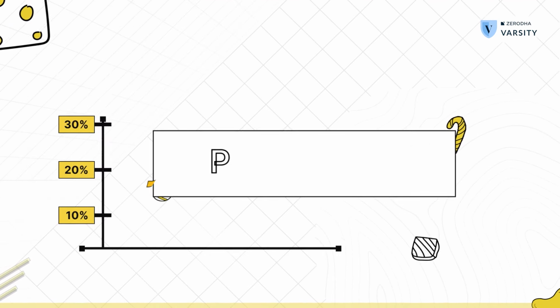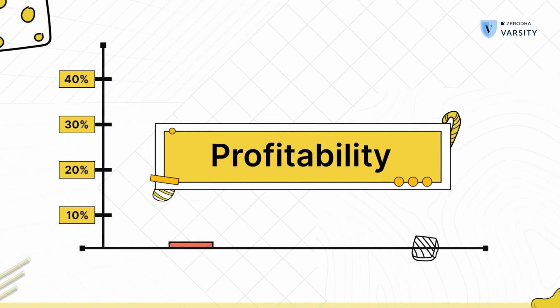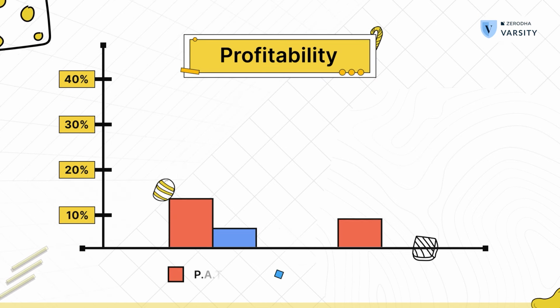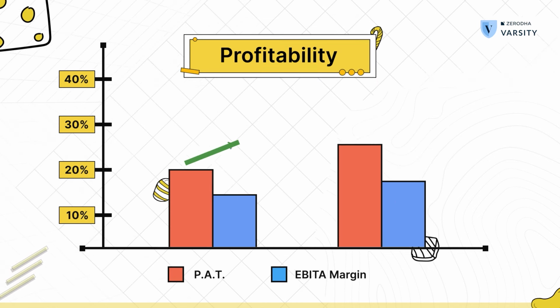When you're analyzing a company from a profitability point of view, ensure that the PAT margin and the EBITDA margins are trending upwards. Ensure that the margins are stable, and also ensure that the return on equity is at least 25%.